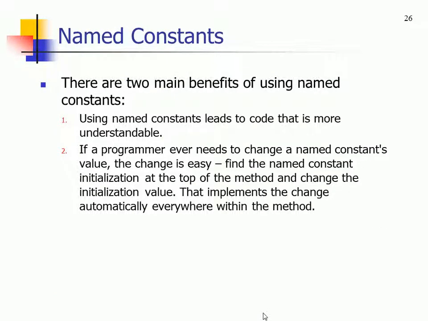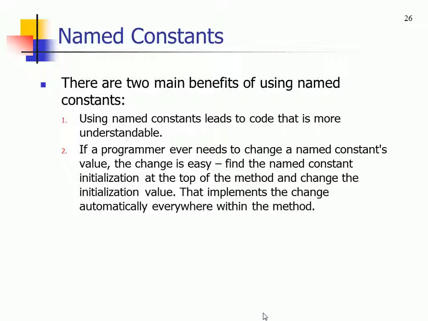Alright, so using named constants could lead to code that is more understandable. What about if we were doing something for maybe a cash register program? Would it be nice if we didn't have to hard code the tax rate all throughout the program? We give it a name somewhere at the top, give it a value, something like that. So if the programmer ever needs to change the constant's value, it's easy. Find the named constant at the top, change it, then recompile and you're done. We don't have to go all throughout our code.